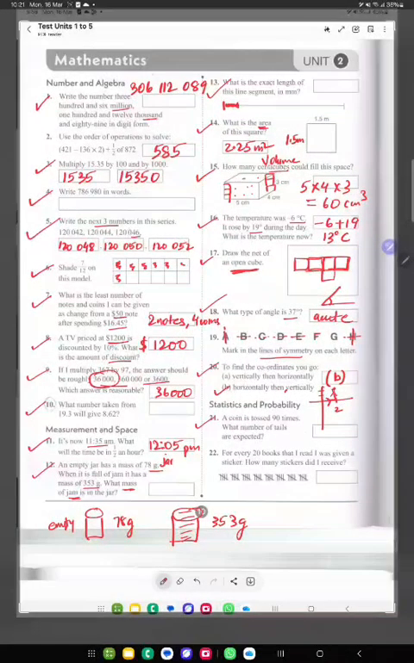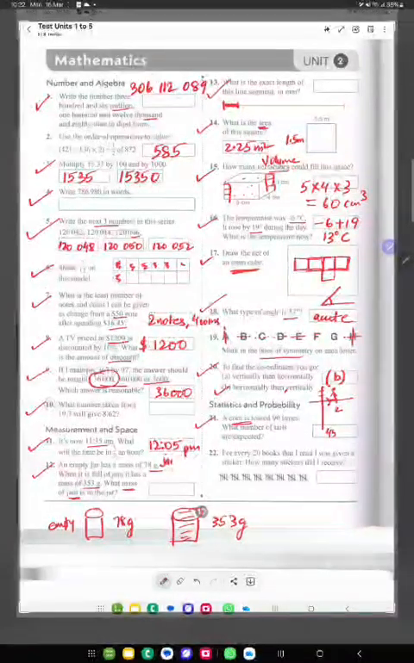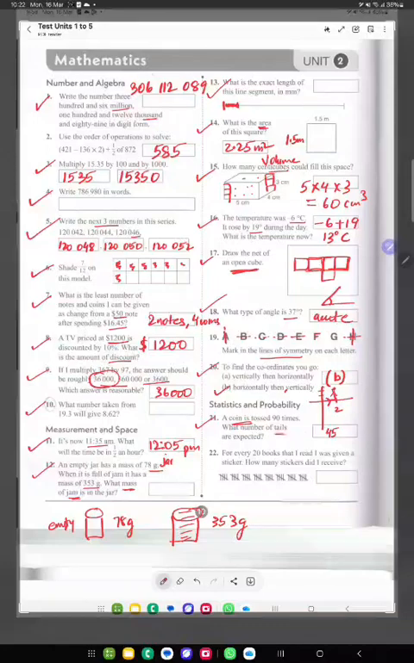Question 21, a coin is tossed 90 times. So assuming it's a fair coin, you'll expect half heads, half tails. So you would expect, okay, it's not actual, you would expect 45 tails in it. It's half of 90.